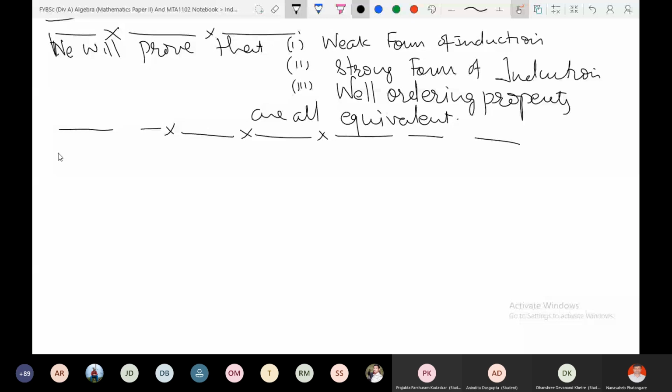All of you know the definition of a set. So what is a set?